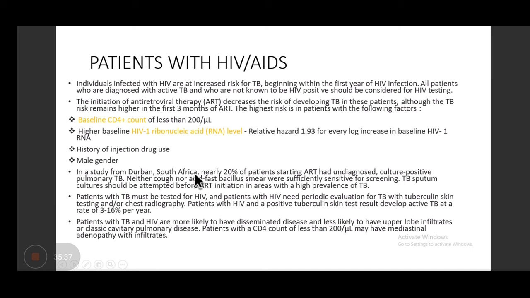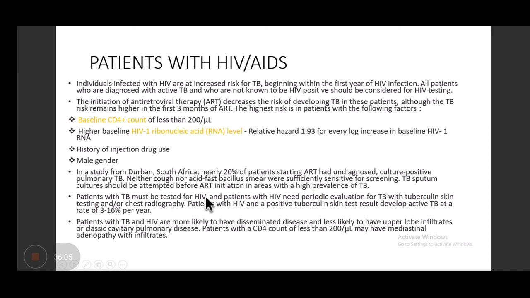Okay. In a study from Durban, South Africa, nearly 20% of patients who started antiretroviral therapy had undiagnosed culture-positive pulmonary tuberculosis. Neither cough nor acid-fast bacillus smear was sufficiently sensitive for screening. So here, TB sputum cultures should be attempted before ART initiation in areas where there is higher prevalence of TB. As I told you, culture is the gold standard, right?